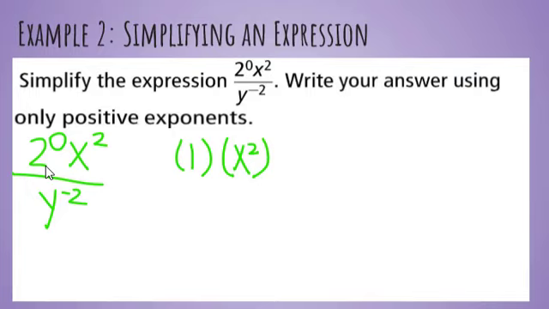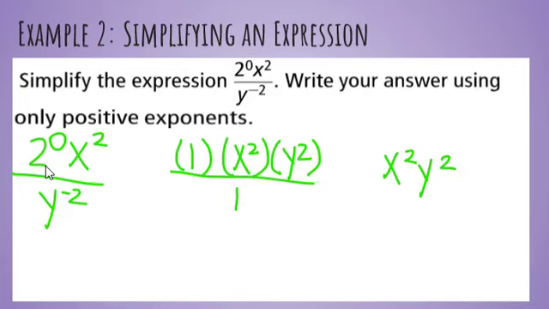This negative exponent means that we need to move this up to the top. So I write my y squared on the top, and then now I just have 1 left in the denominator. There's nothing else here, so we're going to multiply this all together. So our final answer is x squared y squared.